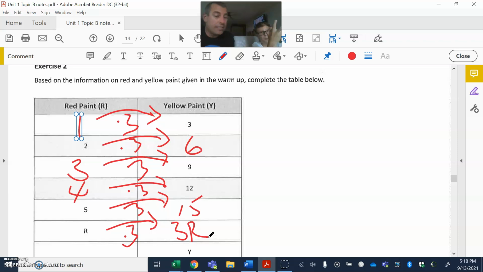What we're saying here is, we don't know how much red paint that we have, but I'm going to multiply it by a 3. Once I find out, we're going to multiply it by a 3.